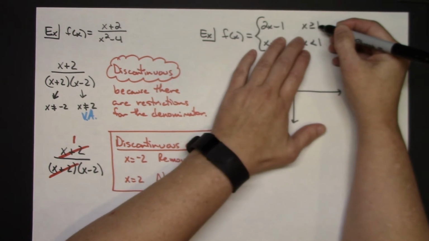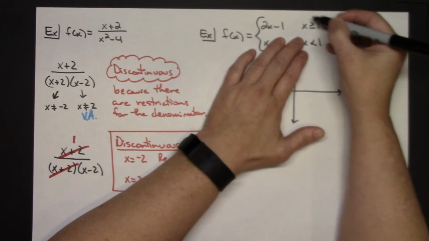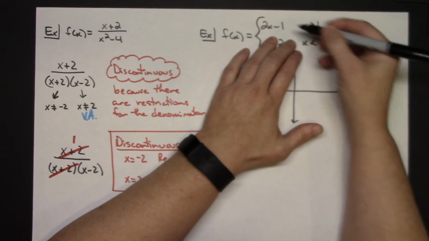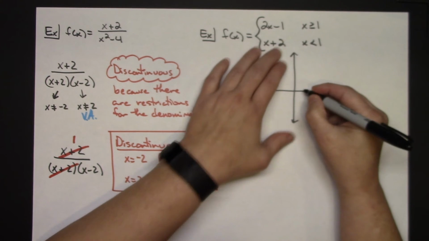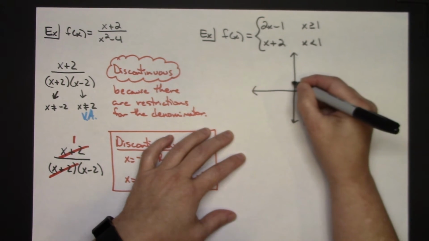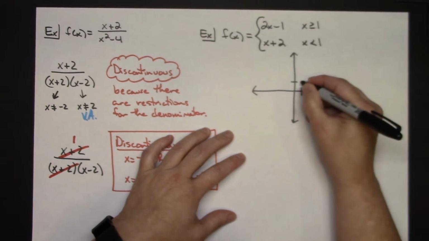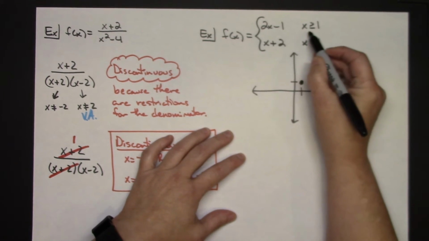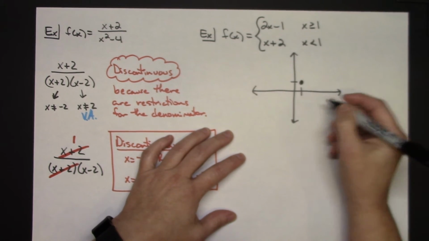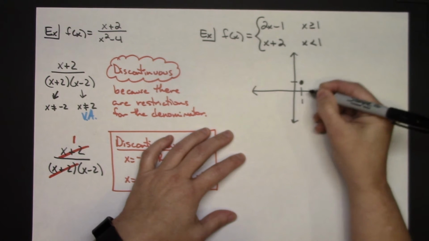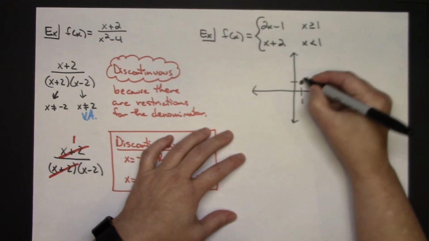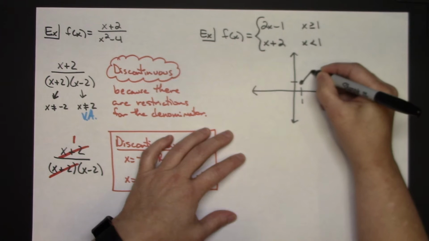When I did this, for x is greater than or equal to 1, I plugged 1 in. 2 minus 1 is 1. So at (1, 1), I know I have a closed dot. And it's to the right of 1. Okay, this is 1, to the right of 1. Let's just guess a rough slope here. I don't know, maybe something like that.